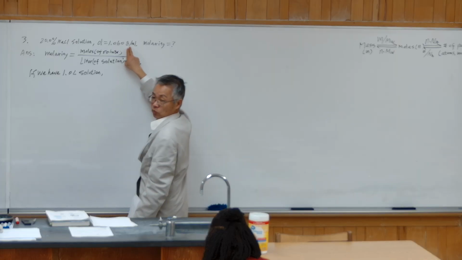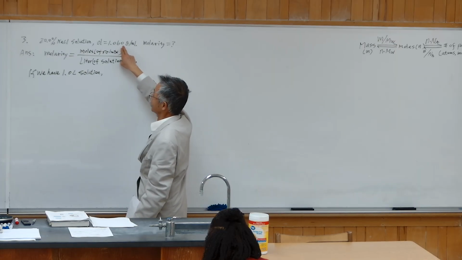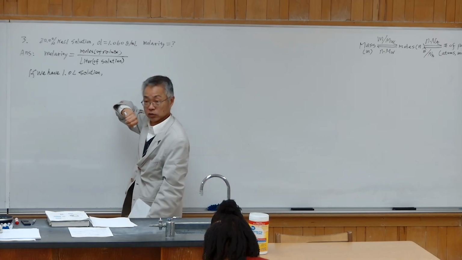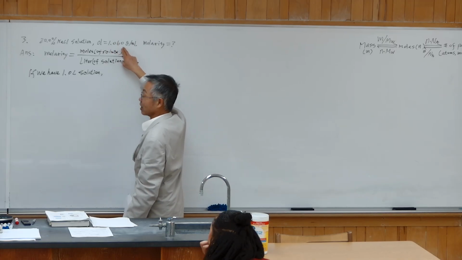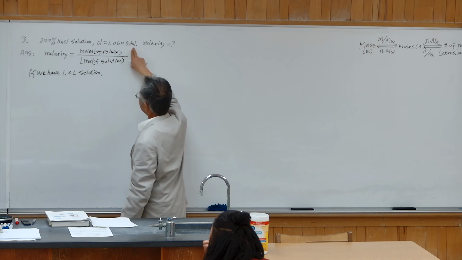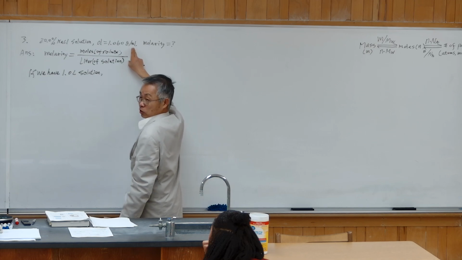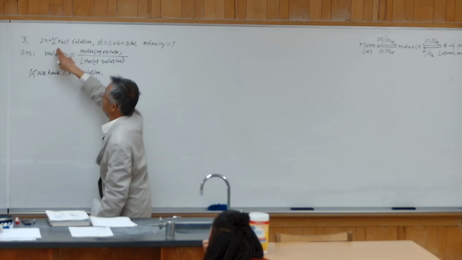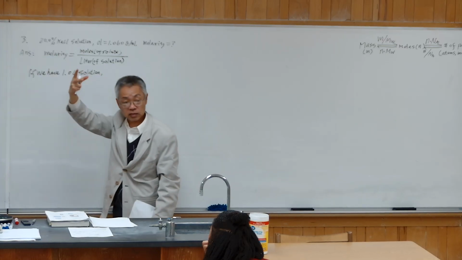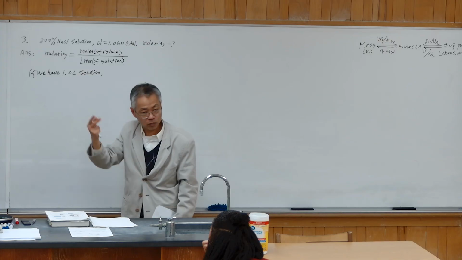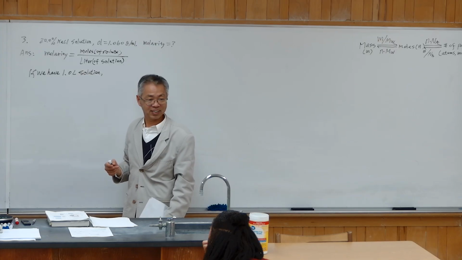For 1 liter, volume together with density, you can find the mass of solution, because density is mass of solution divided by volume. So volume times density will be the mass of solution. The mass of solution multiplied by 20% will be the mass of solute. Then mass of solute divided by molar mass is moles.